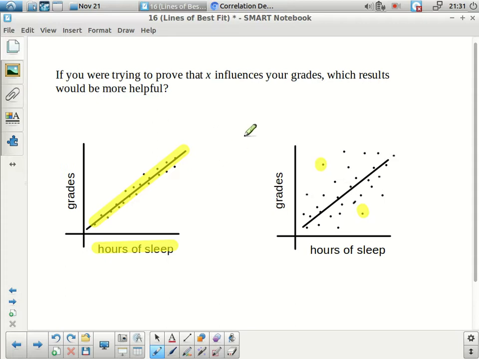So this idea that this is a better trend, that it improves more steadily, is something that is measurable, and we're going to talk about how we can measure that.